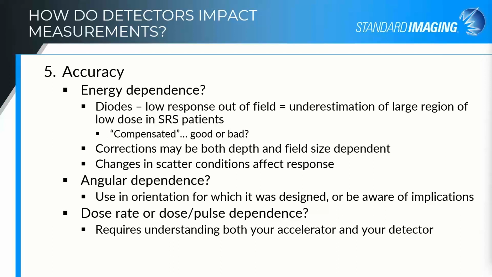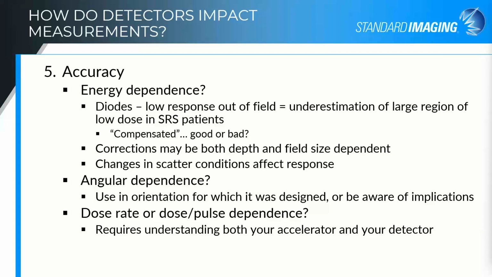Same thing with scatter conditions. If there's an energy dependence, low energy scatter or changes in the amount of low energy scatter can definitely affect the response of your detector. If you have any angular dependence on the detector, this generally doesn't come into play as much with scanning until people are tempted to turn something on its side or end on in order to try and minimize cross sections to decrease the volume averaging, and then you may introduce an angular dependence that you didn't think about beforehand. So it's best to use detectors in the orientation for which they were designed, and if you don't, be aware of the implications. Make sure that you verified that you're not causing any offset in your measurements, any additional dependencies that come from the fact that you're not using the detector in the orientation it was designed for.